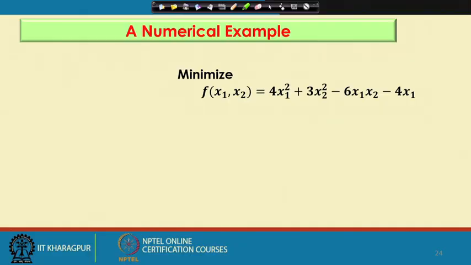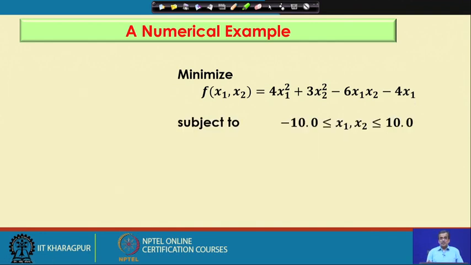Let me solve one numerical example using the steepest descent method. The problem is as follows. I will have to minimize y, a function of two variables x1 and x2, that is equal to 4 x1 square plus 3 x2 square minus 6 x1 x2 minus 4 x1, subject to the condition that x1 and x2 are lying between minus 10 to plus 10.